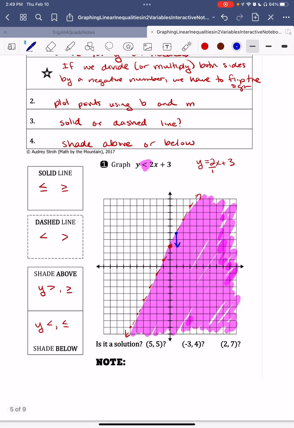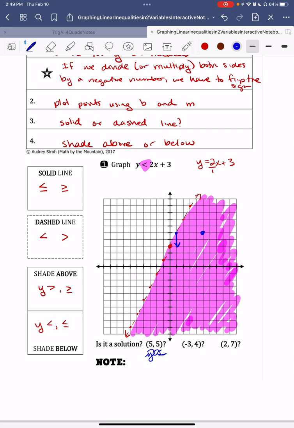So let's look at a couple examples here and see if there are solutions. So we want to know, is (5, 5) a solution? Well, let's see where the point is. So over 5 and then up 5. That is well within the shaded region. So yes, it is a solution.